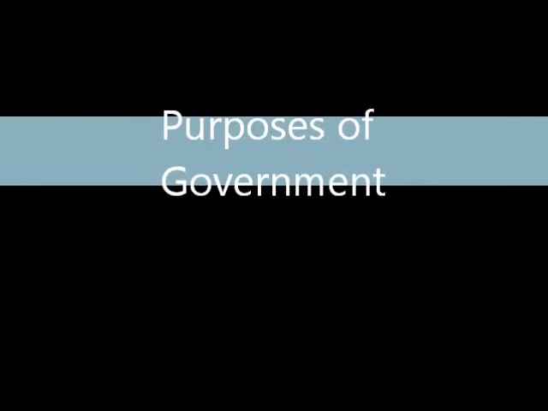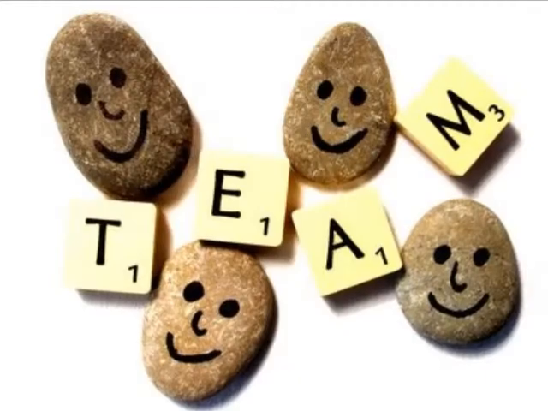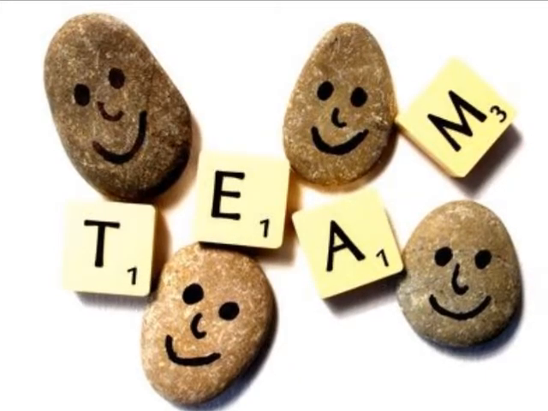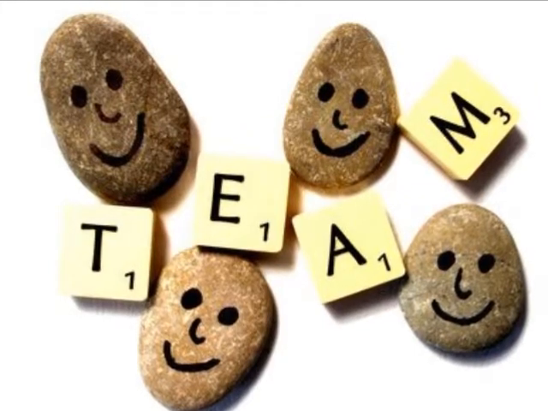Now, what is the purpose of government? Well, the purpose of government, there's four purposes. The first is that they help people to cooperate, to get them to work together, because it's easier to work together than to work alone. It's easier to get a task done.